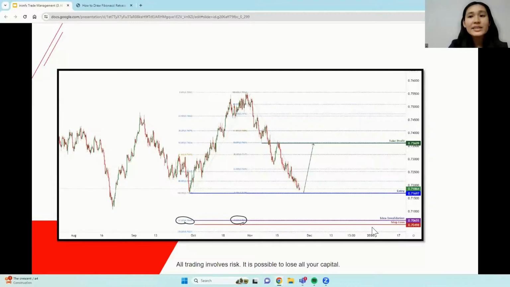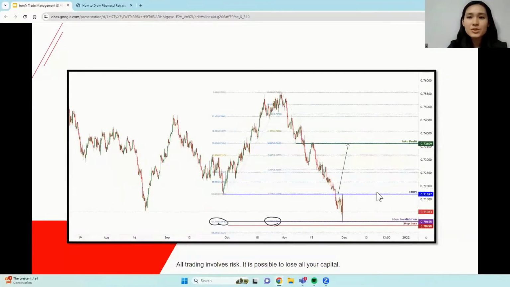Now our idea invalidation level is placed exactly at that level since our stop loss is placed below it. So now we see price has broken out of our entry. It hasn't really bounced off of our entry as we expected it to. In fact, it broke out of it and it dropped towards our idea invalidation. Not as low as our stop loss yet, but our idea invalidation level is definitely triggered.